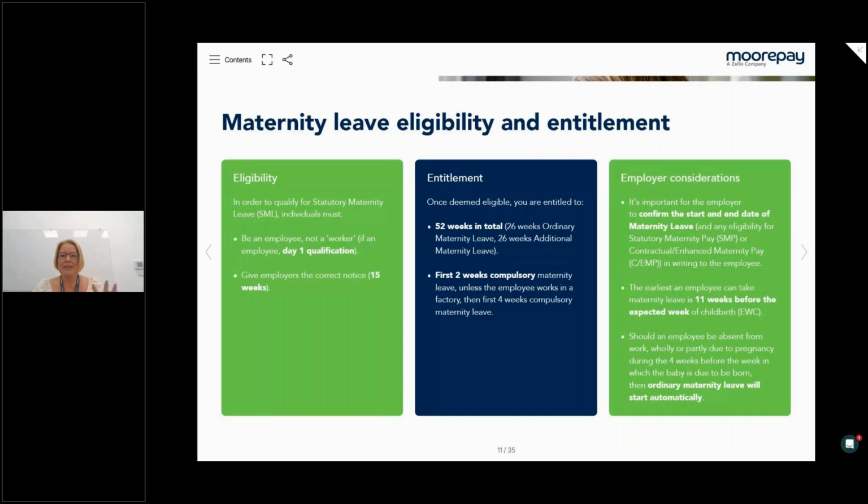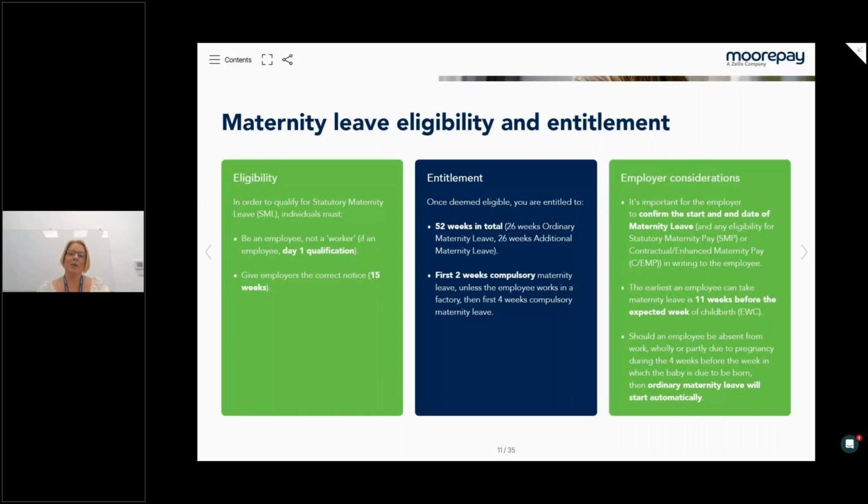So what you should be considering then is when's the maternity leave going to start? What have they said they're going to take? Are they going to take the full 52 weeks? Are they going to take a shorter amount and maybe change it to parental leave? What information does the employee give you? That should all be confirmed in writing back to the employee, together with any entitlement to maternity pay.